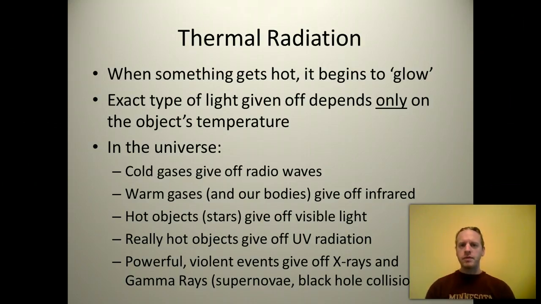So again, we talked a little bit about in the greenhouse effect that when the Earth warms up, it starts giving off infrared light. And it's giving off that infrared light because it has thermal properties, because it's warm. But the nice thing is, no matter what something's temperature is, it's still giving off thermal radiation. And it turns out that the type of light, whether it's infrared or visible or ultraviolet or even in the gamma rays, the only thing that determines what type of light that warm object is giving off is its temperature.